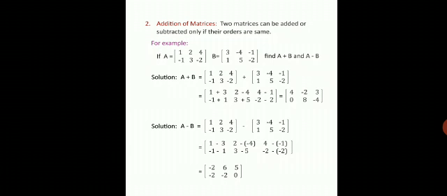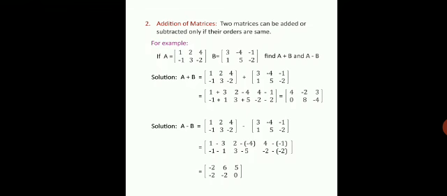Similarly, we will do for subtraction, A minus B. That is equal to matrix A minus matrix B. The corresponding elements have to be subtracted. 1 minus 3, the corresponding element of 1 is 3 here, and the corresponding element of 2 is minus 4, that is 2 minus of minus 4, and the corresponding element of 4 is minus 1, 4 minus of minus 1, second row, minus 1 minus of 1, 3 minus of 5, minus 2 minus of minus 2.